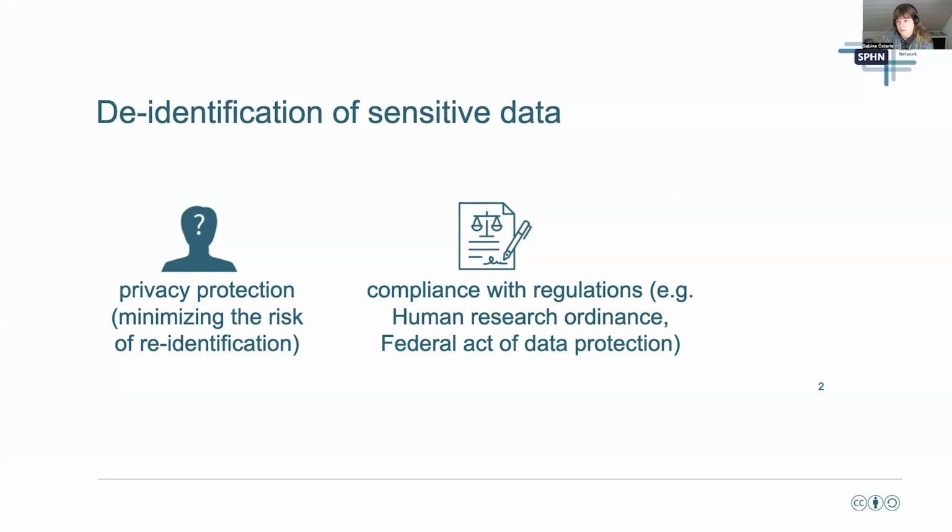Also, we have to be compliant with laws and regulation, as for example, the Human Research Ordinance or the Federal Act of Data Protection. As we will see also in the following slides, there is never a 100% guarantee that you cannot find out who a patient was in case you have sufficient information. However, it is our obligation as researchers to minimize this risk as well as we can.